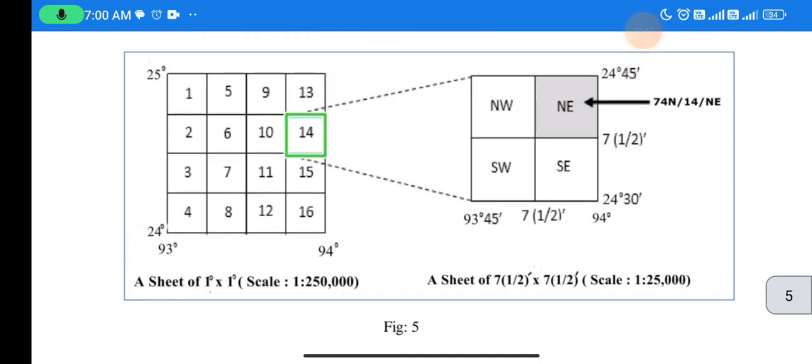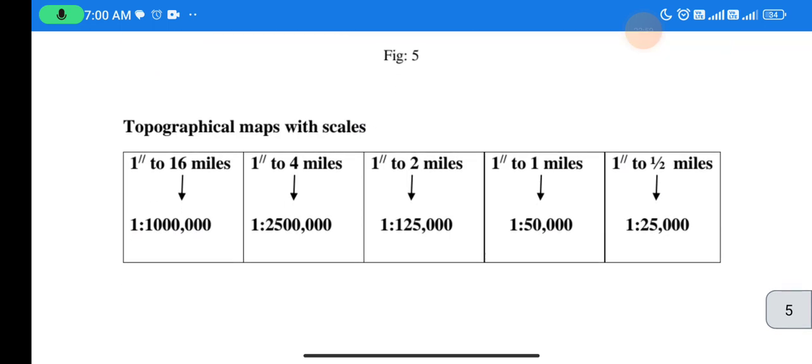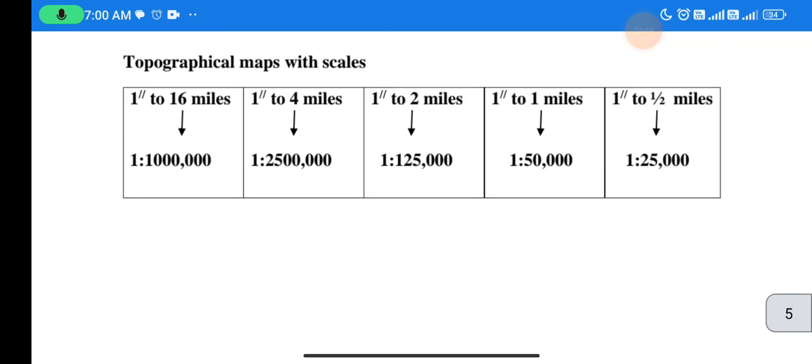So you can see this is a very, very large scale map. You can see 74 n by 14 by northeast. So this is a very large scale map. Consider the scale 1 is to 25,000, right?